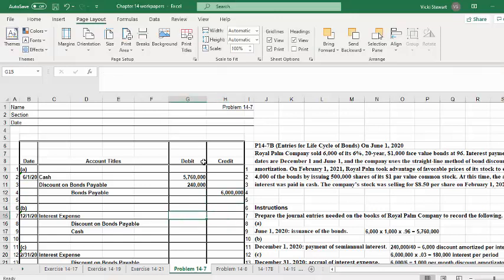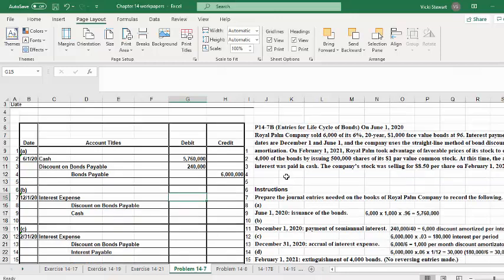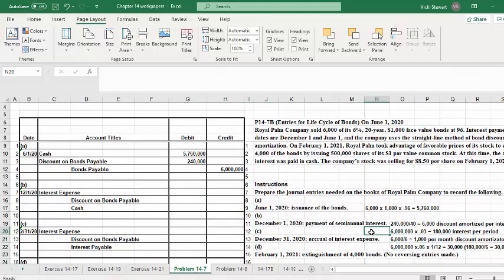The next entry is to record the December 1st, 2020 payment of the semi-annual interest. So first we need to determine what the discount amortization will be for each of the 6-month periods. We had a $240,000 discount. These are 20-year bonds that pay interest twice a year. So there are 40 interest payments. So if we divide $240,000 by 40, we get $6,000 of discount amortization per interest period.